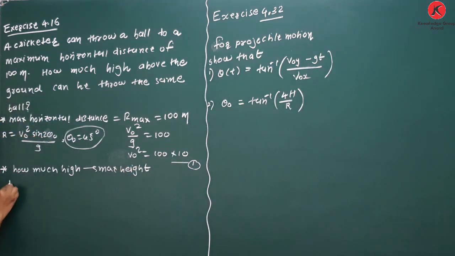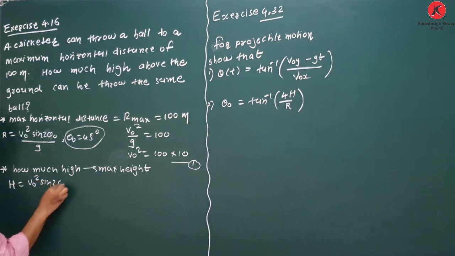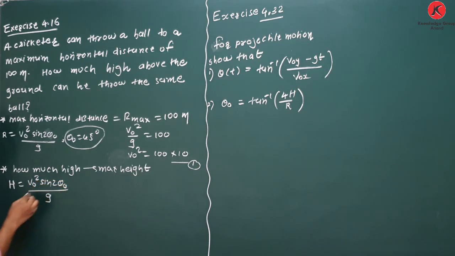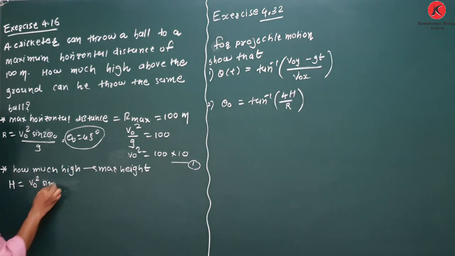Okay, so what is the equation of maximum height? H is equal to V0 square sine square theta 0 upon 2g. It is the equation of maximum height.